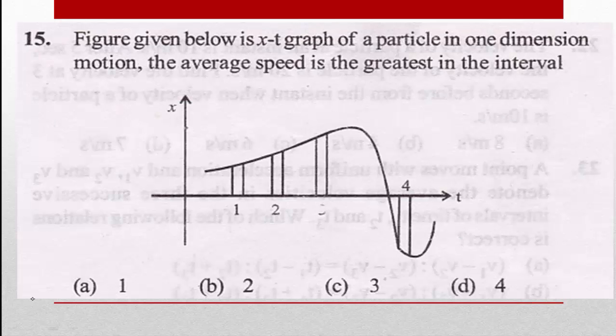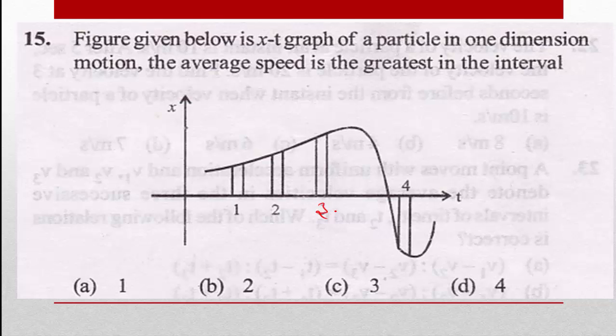And then the next, that is question number 15. Here this graph is the position and time graph of a particle in one dimension, increasing and decreasing, and the position varies with respect to time. The average speed is the greatest in the interval.